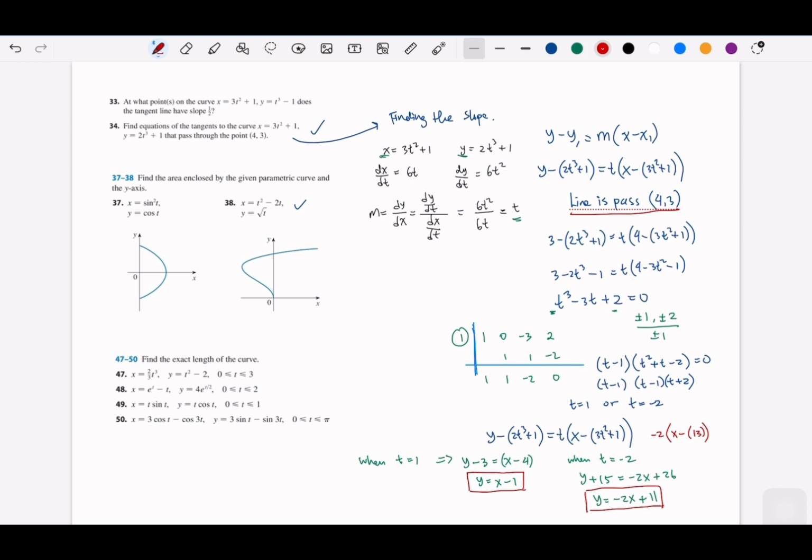So using y in these terms and x in these terms, and moving forward, taking the point and putting 3 and 4 inside x and y, we could get the whole formula for t. From this polynomial equation you can get t, which gives you two t's, and from these two t's we could get two different equations of tangent.